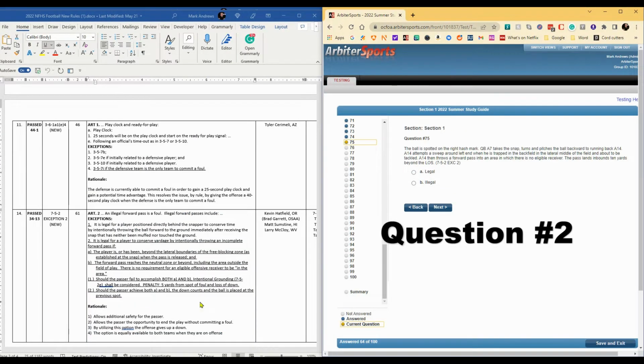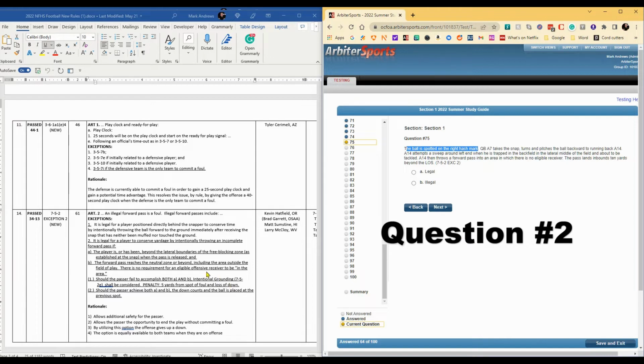Okay, here's another one. A little wrinkle on this one. The ball is spotted on the right hash mark, so they're establishing the free blocking zone 4 yards either side of the right hash mark. Quarterback A7 takes the snap and turns and pitches the ball backward to running back A14. So it's a backward pass. A14 attempts to sweep around the left end when he is trapped in the backfield in the lateral middle of the field and about to be tackled. A14 throws a forward pass into an area in which there is no eligible receiver. The pass lands inbounds 10 yards beyond the line of scrimmage.